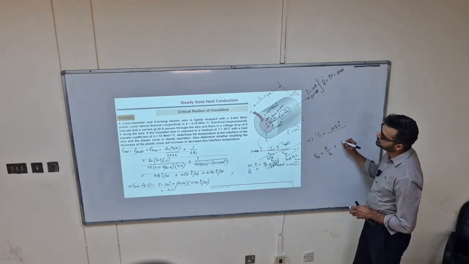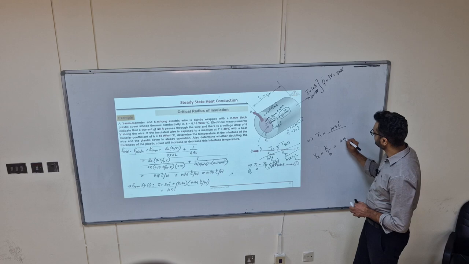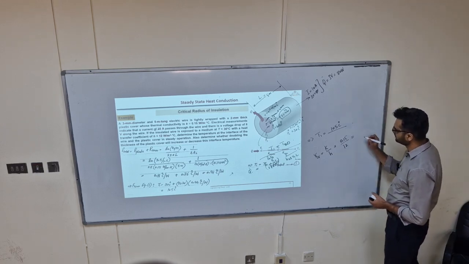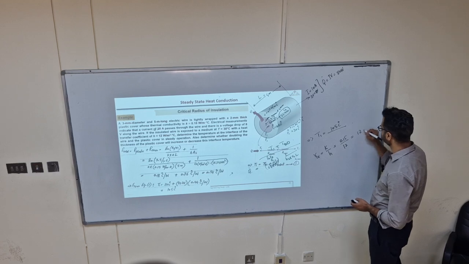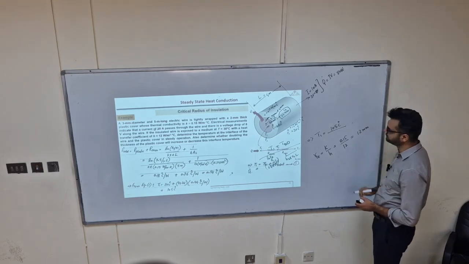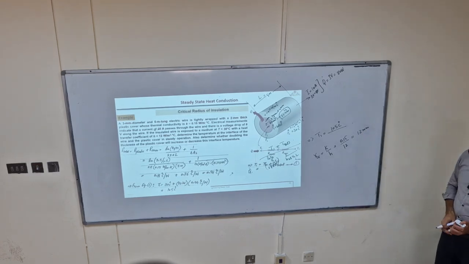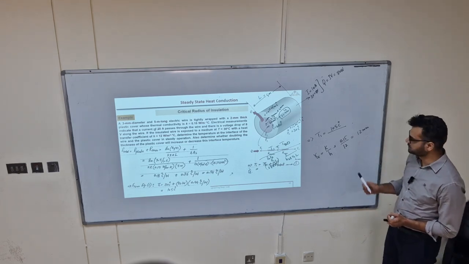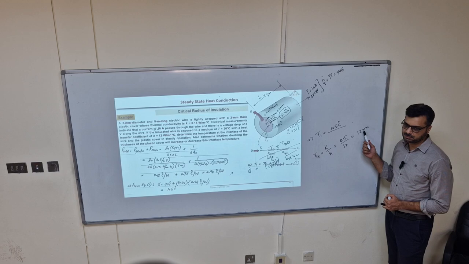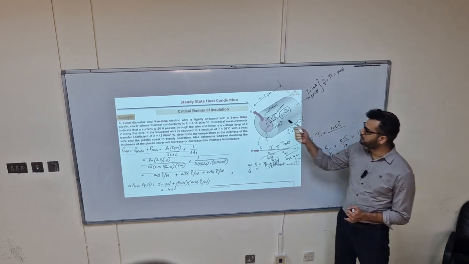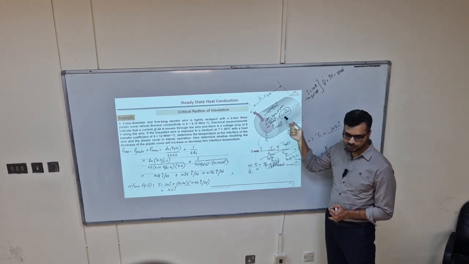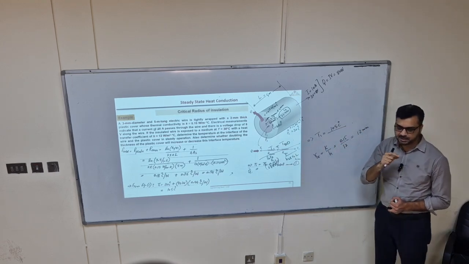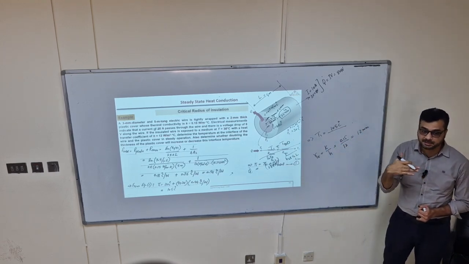Okay, so what is K? 0.15. What is H? 12. So how much is the critical radius of insulation? I think it comes out to be 12 millimeter. Look, critical radius of insulation is 12 and your R2 is 5.5. So you are below critical radius of insulation. So it means by adding insulation, heat loss will increase.